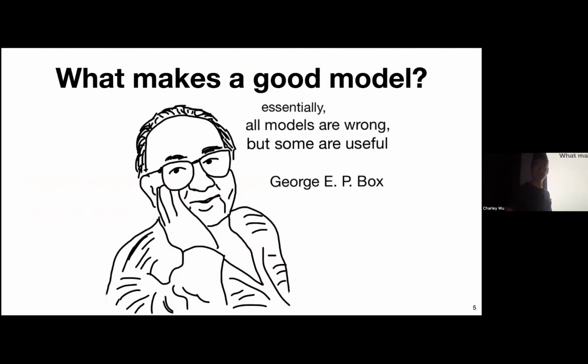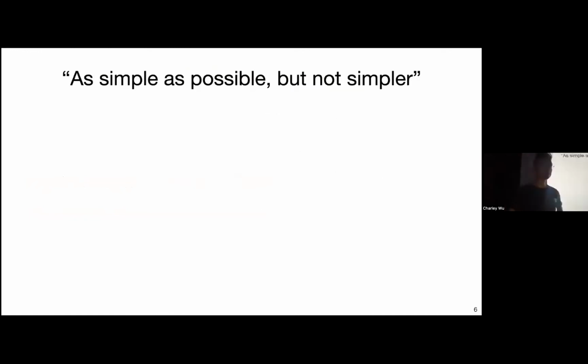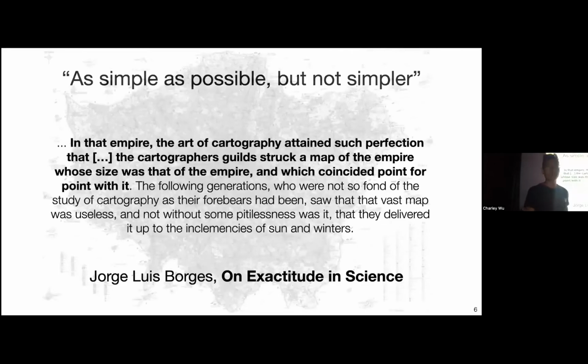There's this oft-quoted statement by George Box that essentially all models are wrong, but some are useful. Now, what does that mean? Well, we want the model to be as simple as possible, but not simpler, right? A good explanation for this comes from Jorge Luis Borges, who has a really nice metaphor in the short story called On Exactitude in Science. He talks about an empire where the art of cartography attained such perfection that the Cartographers Guild created a map of the empire which was exactly the size of the empire and coincided point for point with it. And this is not what we want to do with modeling.